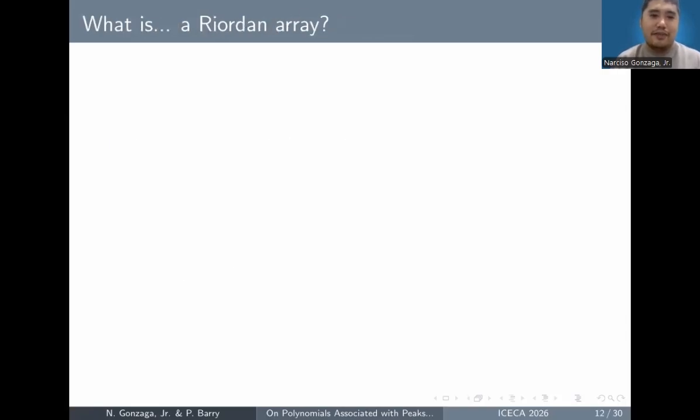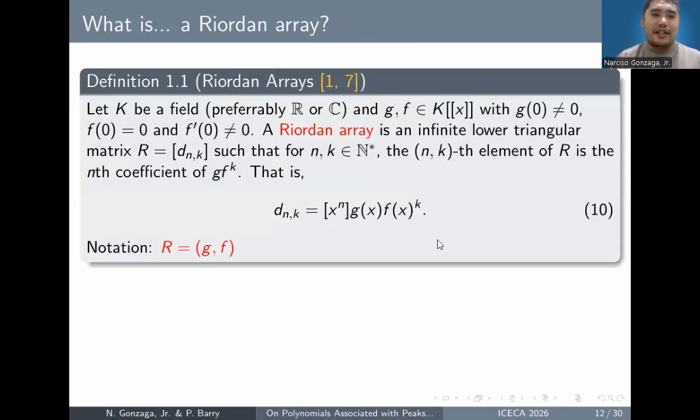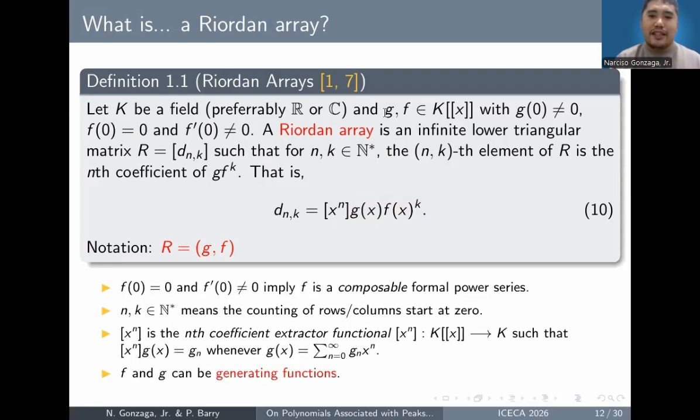So to solve this problem, we will use the Riordan arrays. What is a Riordan array? Well, a Riordan array is an infinite lower triangular matrix such that the generating function of the kth column, where k is a non-negative integer, is g times f raised to k, where g is a formal power series of order 0, while f is a formal power series of order 1. Okay. The notation now is the pair g, f.